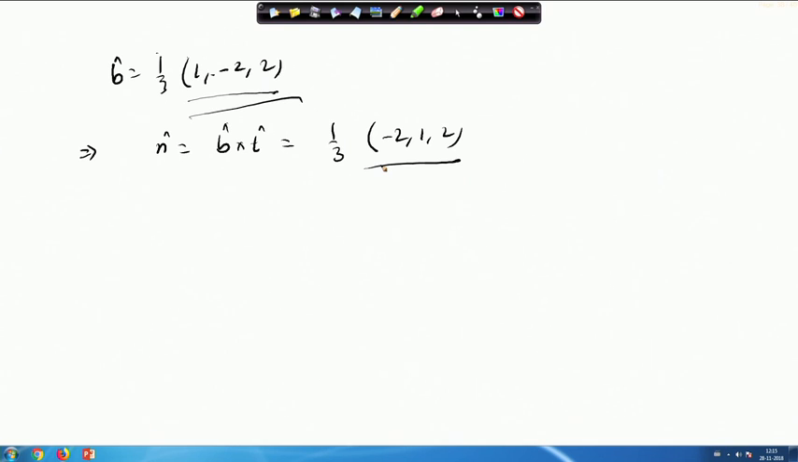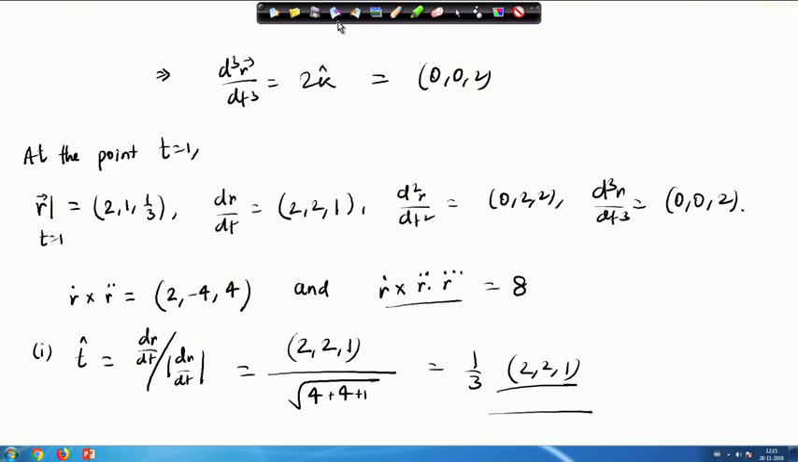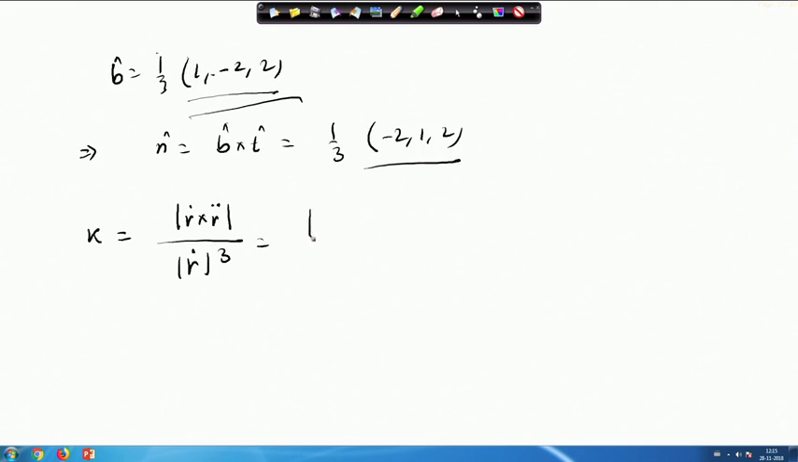So, we have these two. Now, we can calculate our kappa, from this relation. Let me go back to my lecture note, and there I have kappa as the modulus of r dot cross product with r double dot, divided by modulus of r dot whole to the power 3. So, what is r dot cross r double dot? It is (2, -4, 4). So, their mod, and then r dot cube.